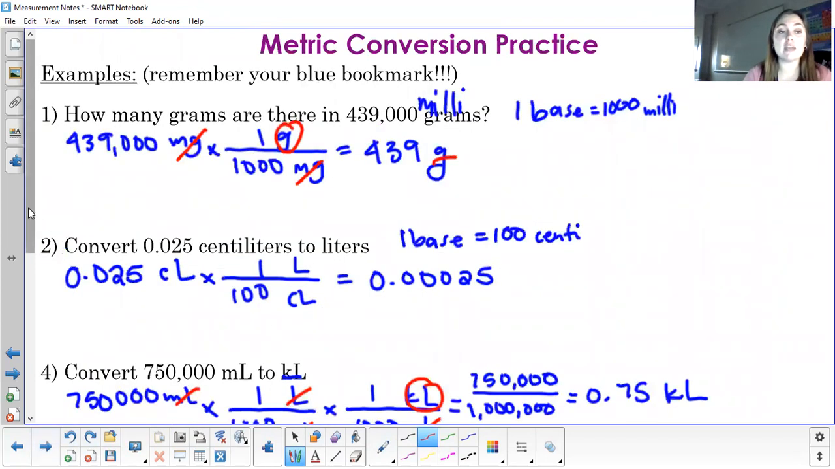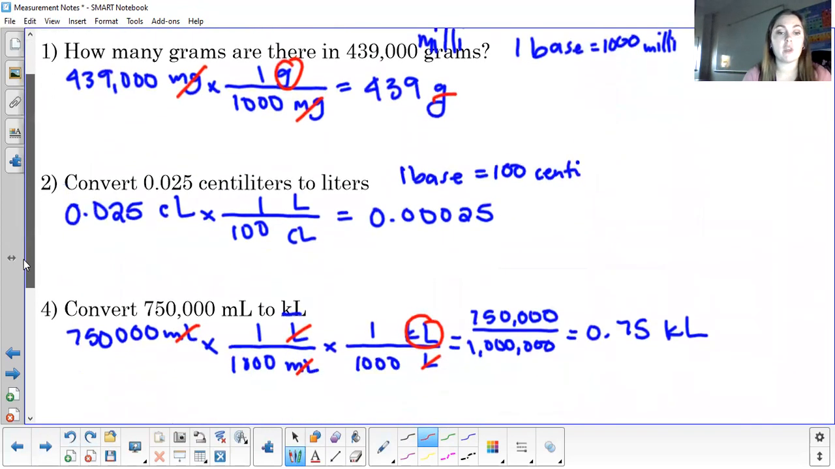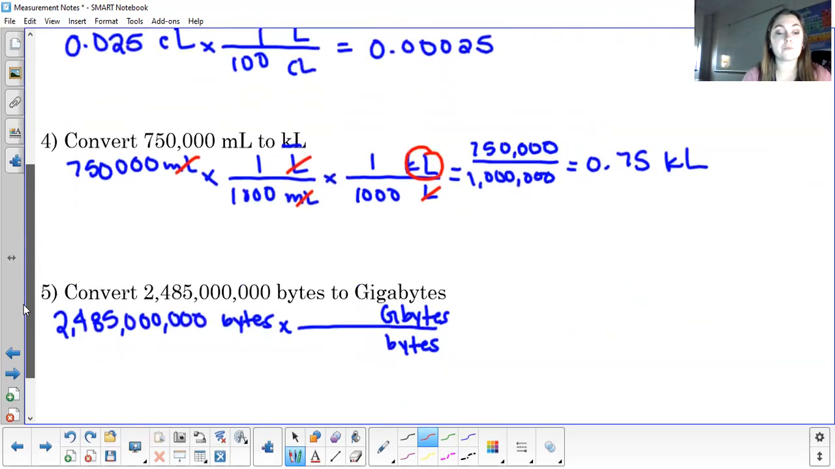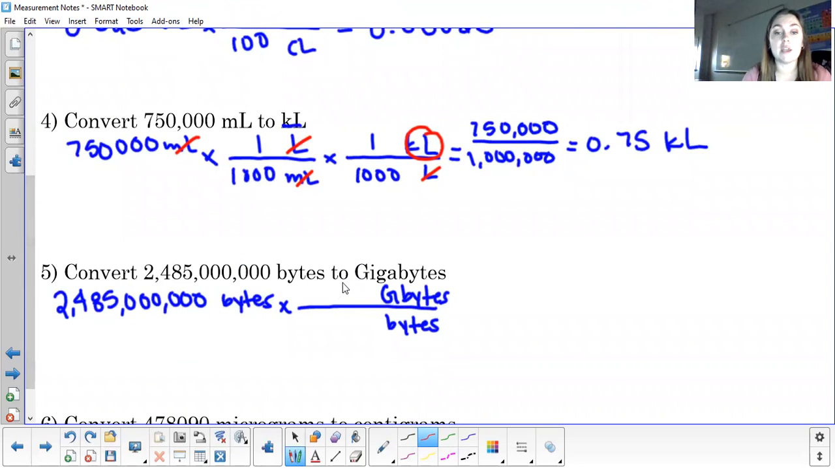You might not have noticed, but the bigger unit in metric conversions always gets the 1. 1 gram. Grams are bigger than milligrams. 1 liter. Liters are bigger than centiliters. Right? Liter over milliliters. Like the bigger unit always gets the 1. So here I'm going to put a 1 next to gigabytes because giga is bigger than bytes.